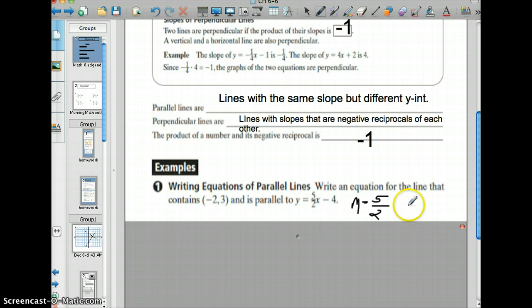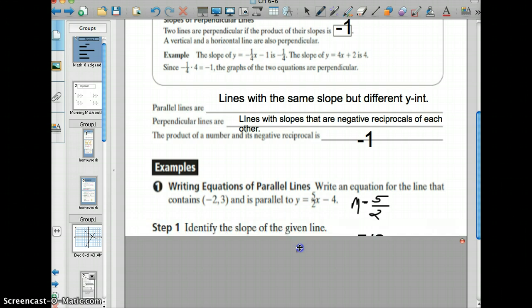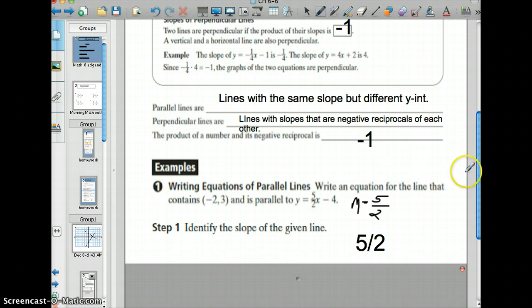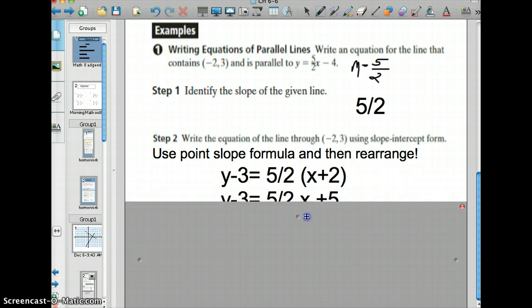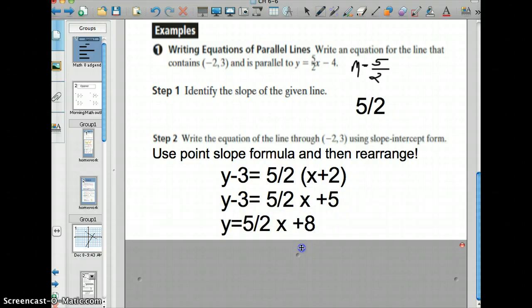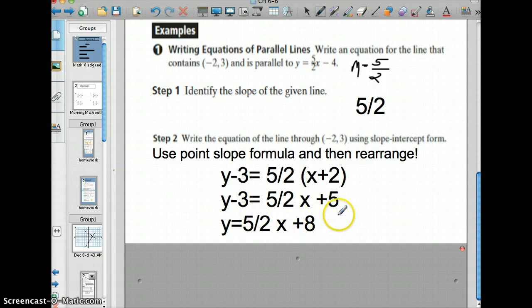Now we have a slope and we have a point. So how do we write an equation? Well, basically we need to find a y-intercept. So we've identified the slope, which I already did up there, and then we could use the point slope formula. Using that formula, we can rearrange everything, distribute, combine like terms, and set it up into slope-intercept form. So we have y equals 5/2 x plus 8. If you didn't want to use the point slope formula, how else could you find that y-intercept? Well, let me just show you a little trick here.